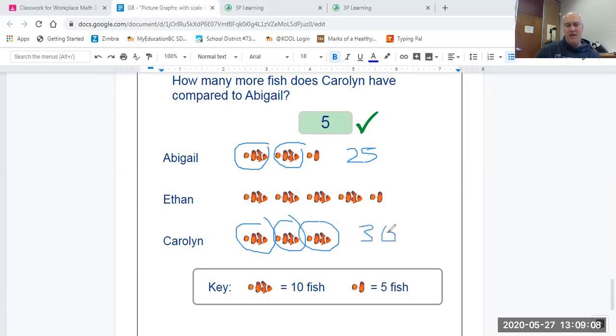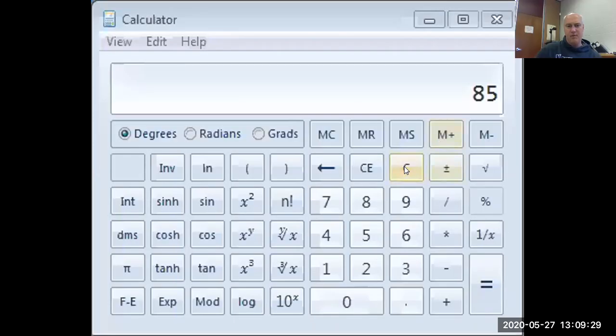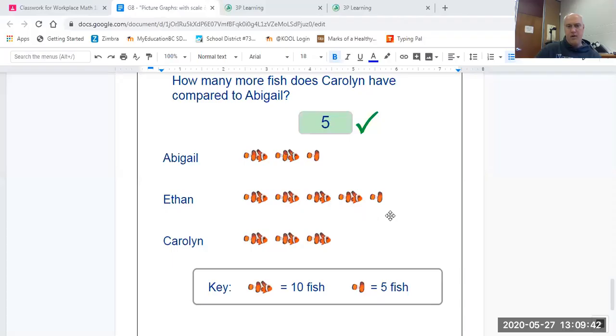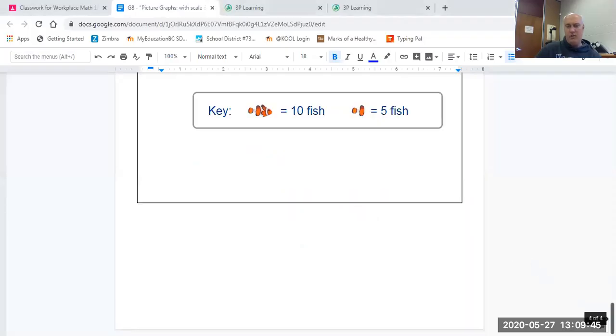Now what we're asking is the difference between these two. We have to take 30 and subtract from that the 25 from Abigail. The difference between these two is our answer of 5. That's where we get that answer. Once again, if we were to use our calculator, it would simply be 30 minus 25, which gives us the value of 5, which is our answer here. So that's it. There's really not a lot of difficulty to these questions.